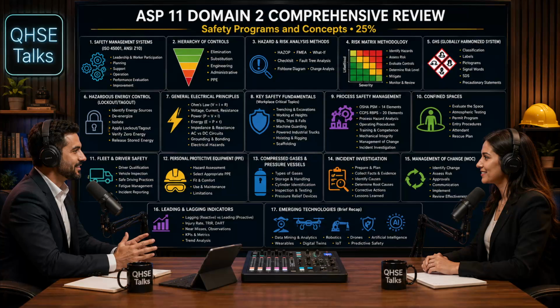Oh, perfect. Now moving to topic 4. Once we've used these methods to identify all these potential disasters, we have to quantify them. That is the risk matrix methodology. It calculates risk as a simple product, right? Likelihood multiplied by consequence.